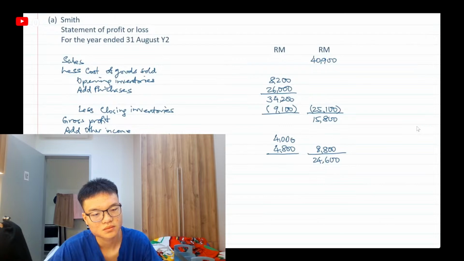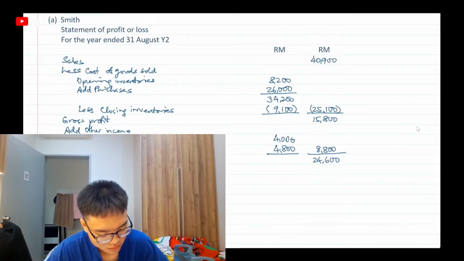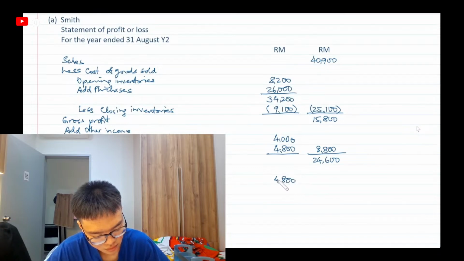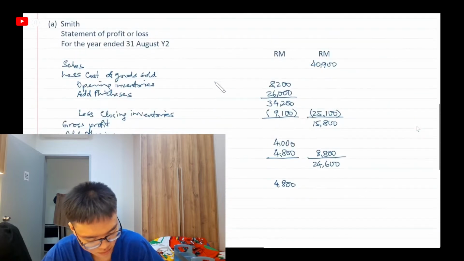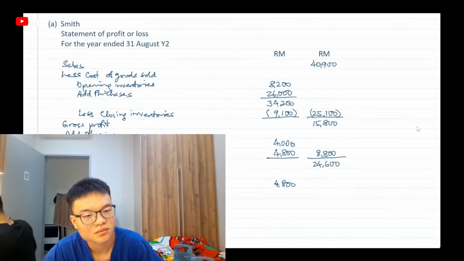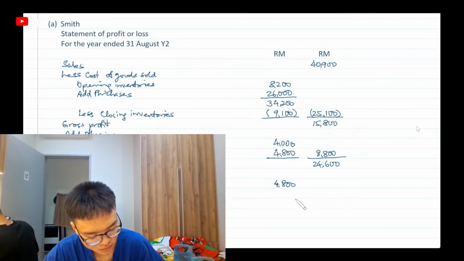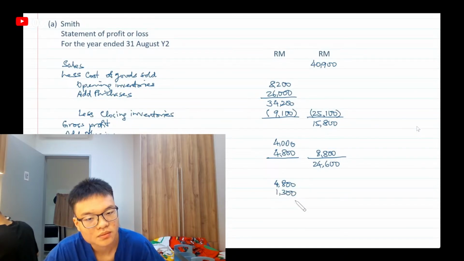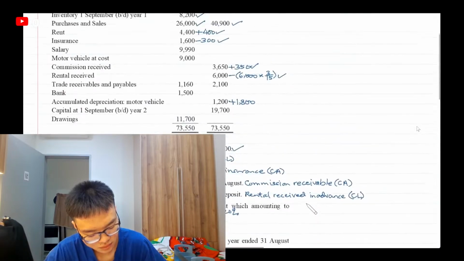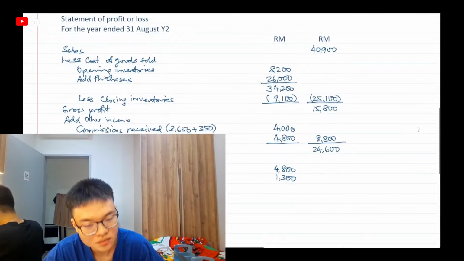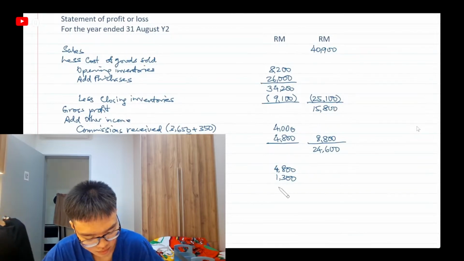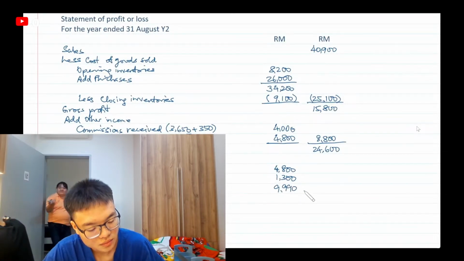Now you have to show the working. Total rent is 4,400 ringgit plus 400 ringgit accrued rent. That gives us 4,800 ringgit. Next expense I see is insurance. The amount is 1,600 minus 300 ringgit prepaid for next year. So this year's insurance expense is 1,300 ringgit. Going down the list, I have salaries. No calculation required, 9,990 ringgit.